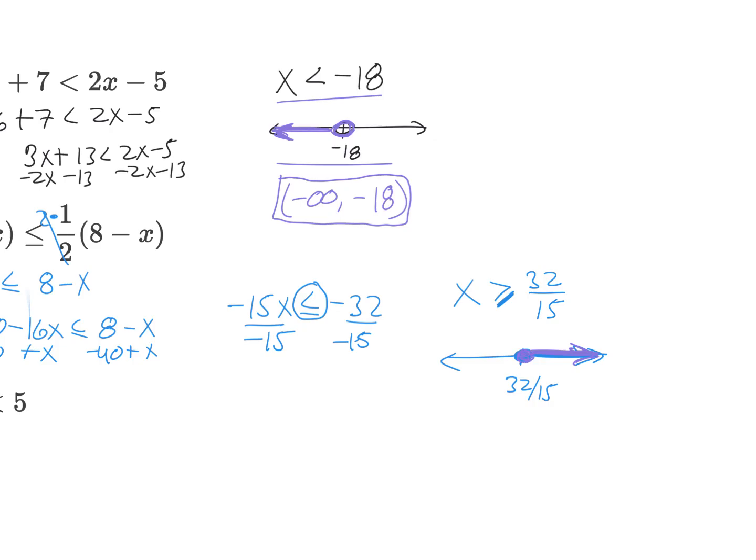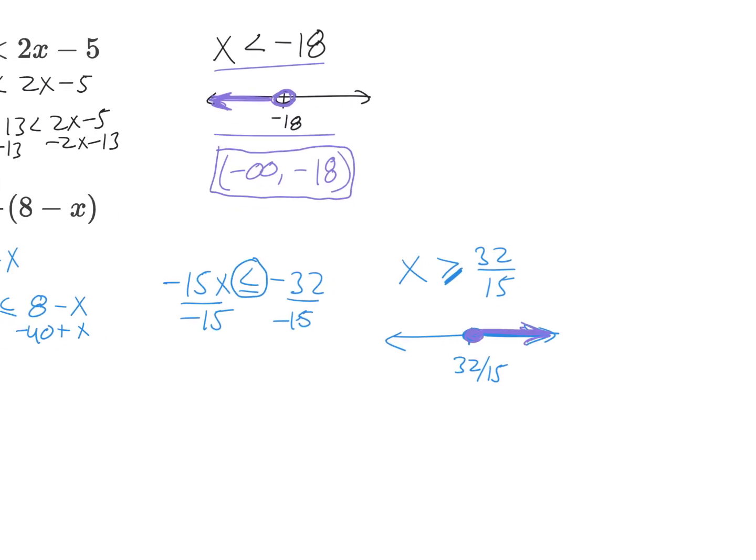And then to write this in interval notation, because that's how I'm checking your answer, from left to right, it's going to start at 32 over 15, and because it's a closed circle, I'm going to have a bracket, and it's going to go all the way to infinity. So then this would be your final answer.